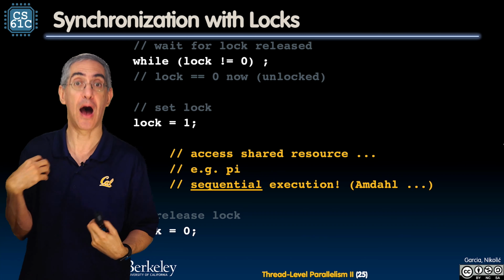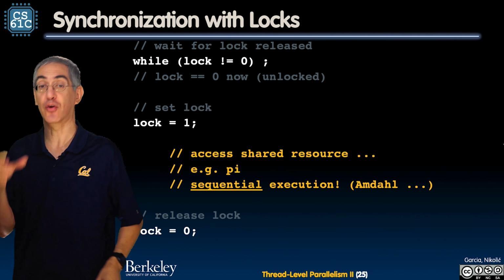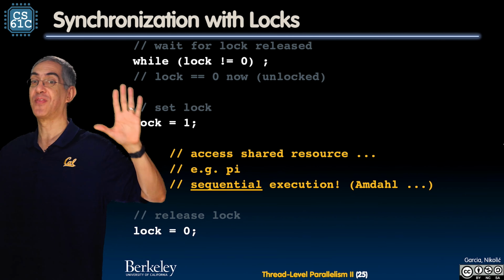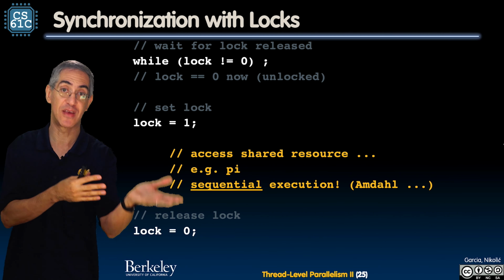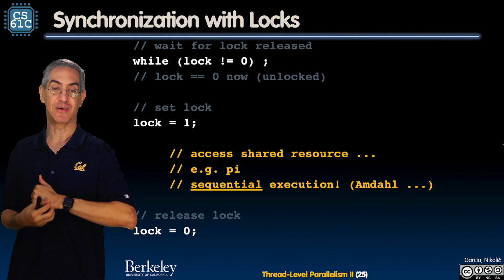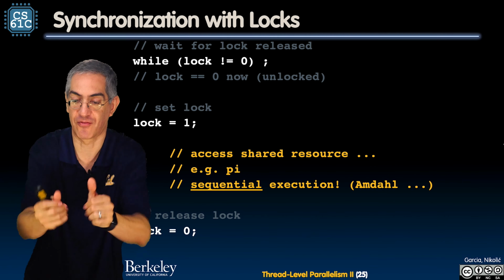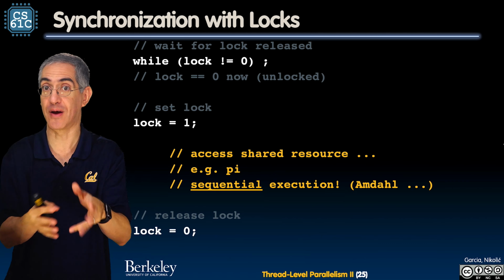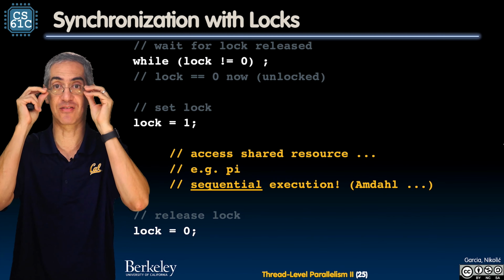And what I want to do, as one of the threads, is grab it. I'm going to set the lock: lock equals 1. Now I've got the lock. Whatever that shared resource is, maybe here it's pi, the summation, I'm going to say, now let me do it. I'm going to contribute my stuff to pi. So I do my shared resource work. And that's all sequential, by the way, because only one person is accessing it at one time.